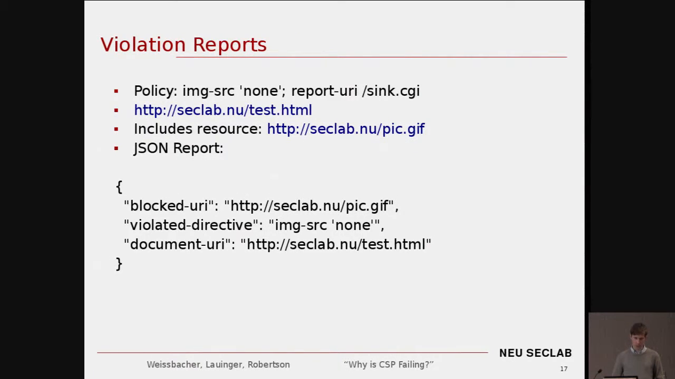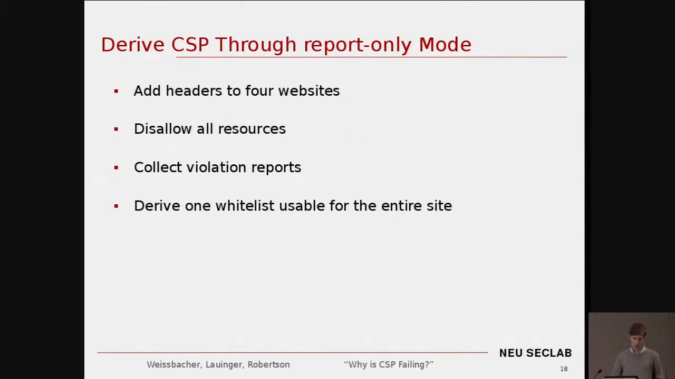So how does this look like? We have these violation reports. If we were to set image source to none, so no images shall be loaded, we go to a site that has an image, the browser would send this report. So we blocked this URI, pic.gif, this violated directive image source, and this is the URI where this happened. And by combining these three, we could assemble a policy for this document that would allow for this image to be used.